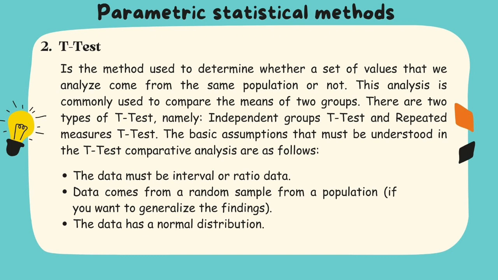This analysis is commonly used to compare the means of the groups. There are two types of t-test, namely independent group t-test and repeated measures t-test. The basic assumptions that must be understood in the t-test comparative analysis are as follows. The data must be interval or ratio data. Data comes from a random sample from a population. If you want to generalize the findings, the data has a normal distribution.